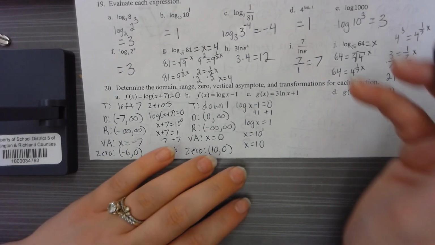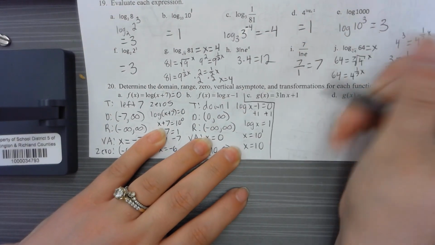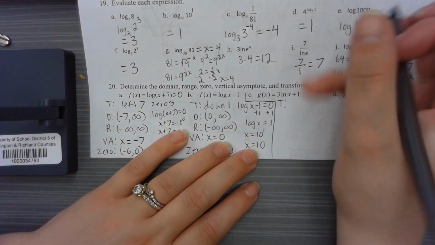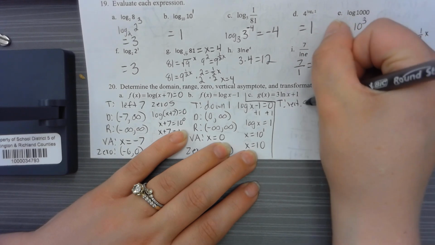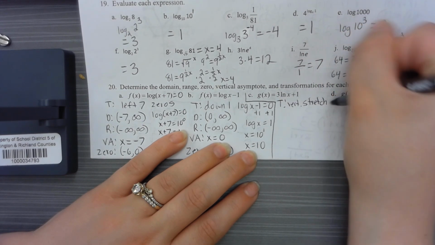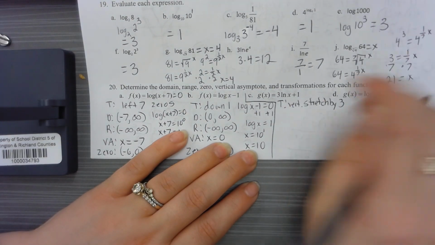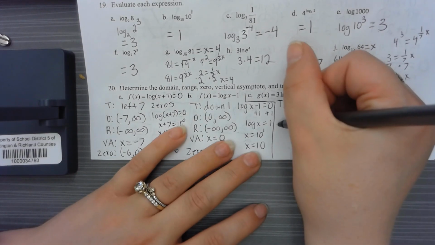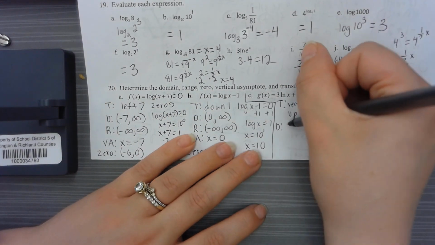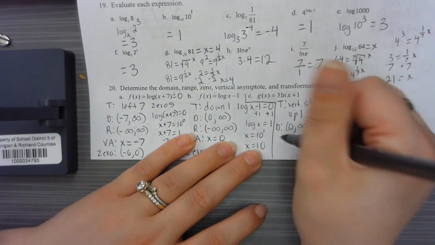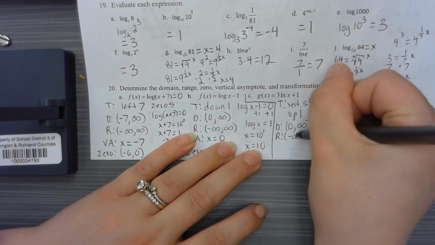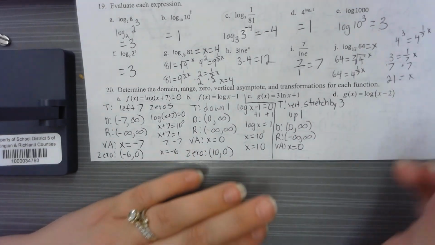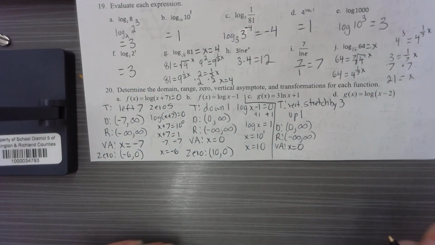So the next one, transformations here, we have the base of the natural log for this one, but the 3 is a vertical stretch by 3. Again, that plus 1 is not in the parentheses. That means this is moving up 1. The domain is still going to be 0 to infinity because it's not moving to the left or the right. The range is still going to be -infinity to infinity, and the vertical asymptote is still going to be x equals 0 because we're not moving to the left or to the right. We're just moving up or down.